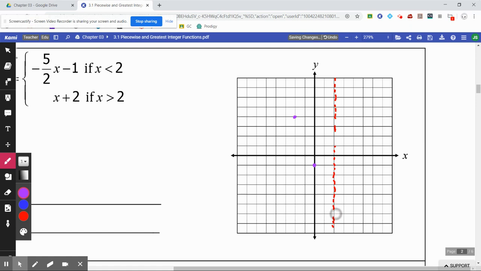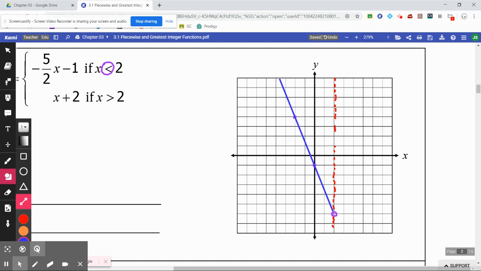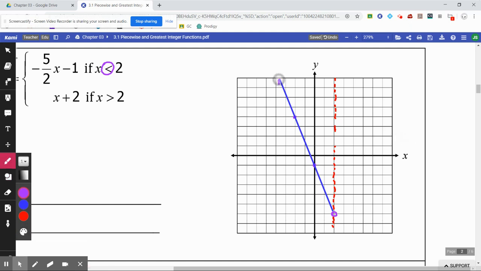So this is not going to be part of your graph because it's not "or equal to." So I'm going to do an open circle at that, and I'm going to just draw the line from there. So there's the first part of your graph, and you can put an arrow on it. And again, the reason for the arrow is you can plug in any value less than 2. So that graph continues on.